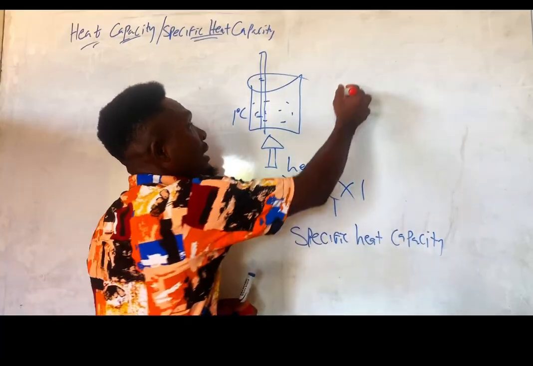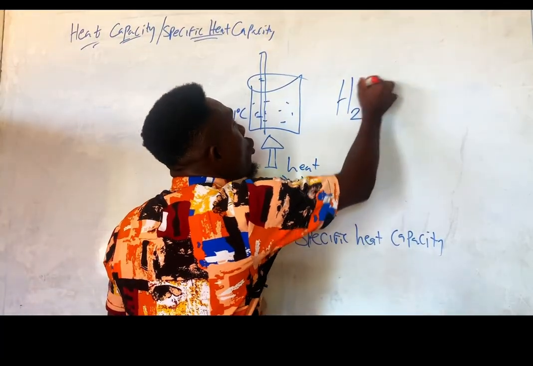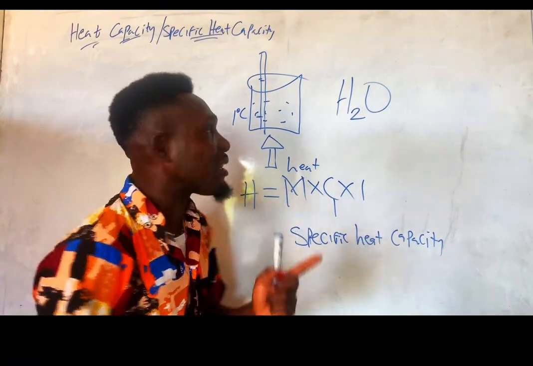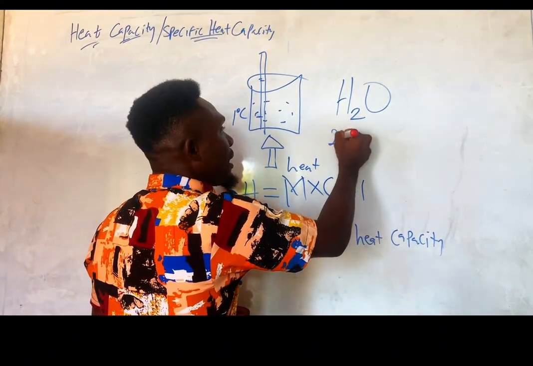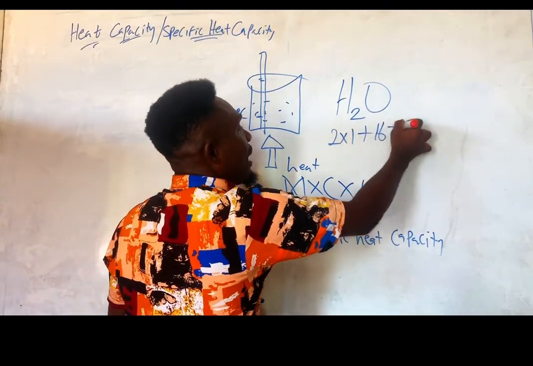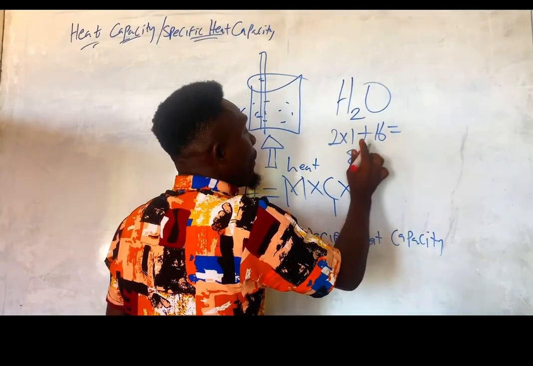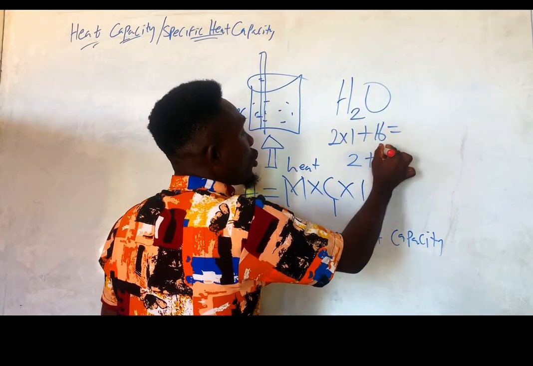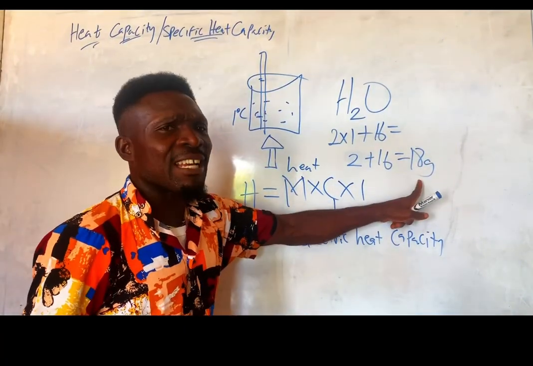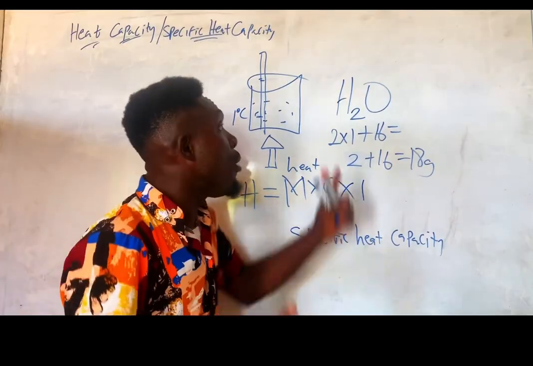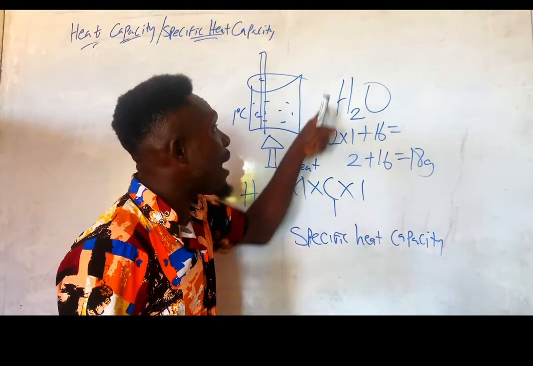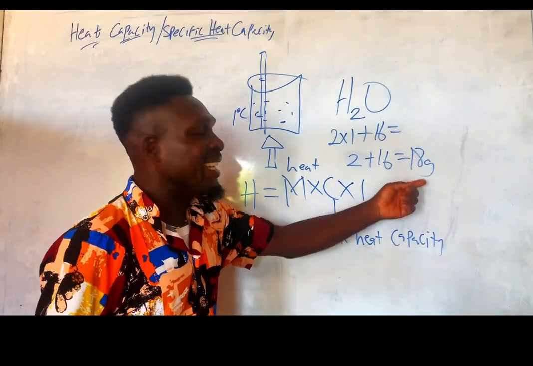Let's remember that water is represented as H2O. And then the mass of 1 mole of water is going to be 2 times 1, because hydrogen is 1, plus oxygen is 16. Now I'm going to have a total of 2 plus 16, which is equal to 18 grams. What is this 18 grams telling us about water? It means 1 mole of water weighs 18 grams. I repeat, 1 mole of water weighs 18 grams.